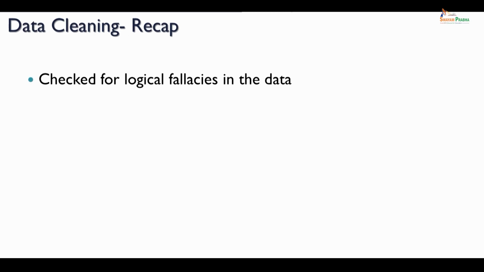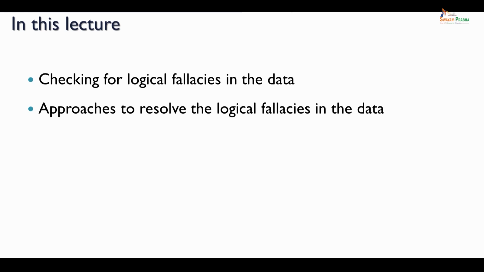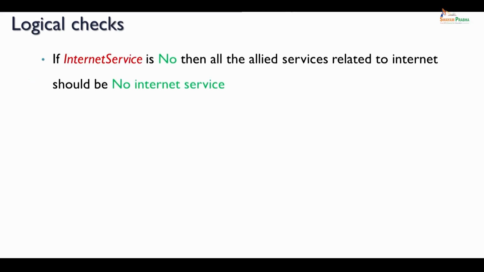Welcome to the fourth lecture on the module data preparation. In the previous lecture we have seen about data cleaning. Let us have a quick recap on what we have done in the previous lecture. We have checked for fallacies in the data. In this lecture we are going to check for fallacies in the data, approaches to resolve the logical fallacies in the data, and outlier detection using box plot. So, let us start with the logical checks.